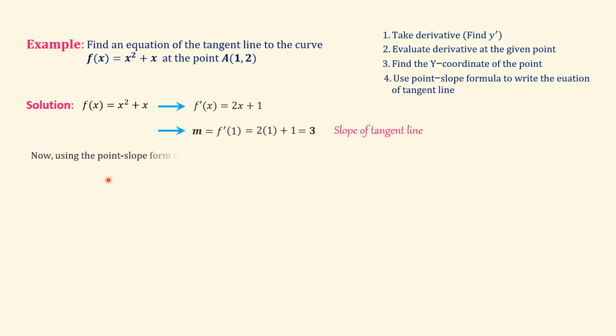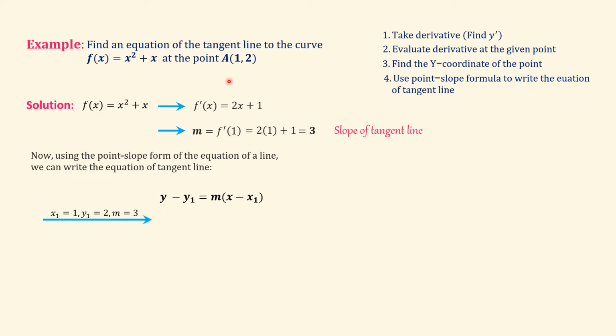Now using the point slope formula of equation of a line, we can write the equation of tangent line. Let me remind you the point slope formula of a line. y minus y sub 1 equals m times x minus x sub 1. x sub 1 and y sub 1 are the x and y coordinate of the point, and m is the slope of the line. In this question, x sub 1 is 1.